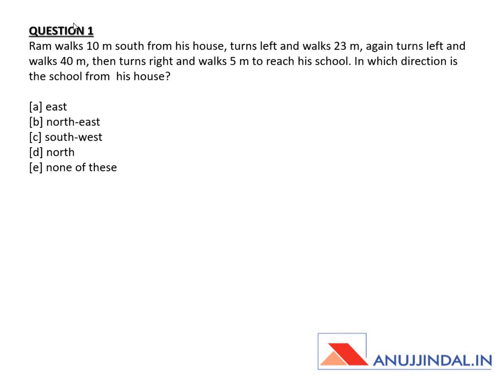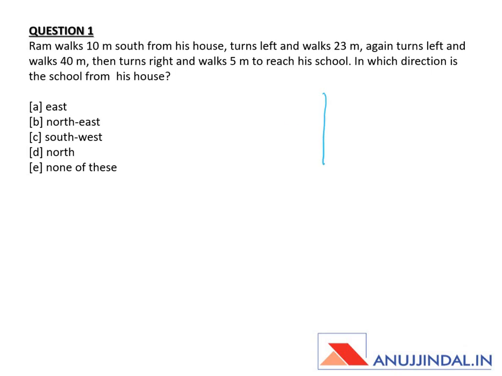Then turns right and walks 5 meters, and then at last he turns right and walks 5 meters to reach his school. In which direction is the school from his house? In the question they are asking what is the direction of school from his house. In these types of questions, first of all we will draw the diagram, which will help us in solving the question easily.